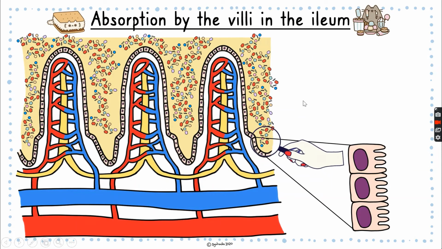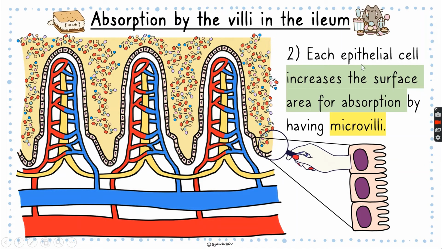If we zoom in right here, this is what it's actually going to look like. Each epithelial cell also increases the surface area for absorption by having these finger-like structures on them, called microvilli. Microvilli can be found on each epithelial cell, and this is just how the shape of it is. So the cell membrane here is thrown into folds as well.